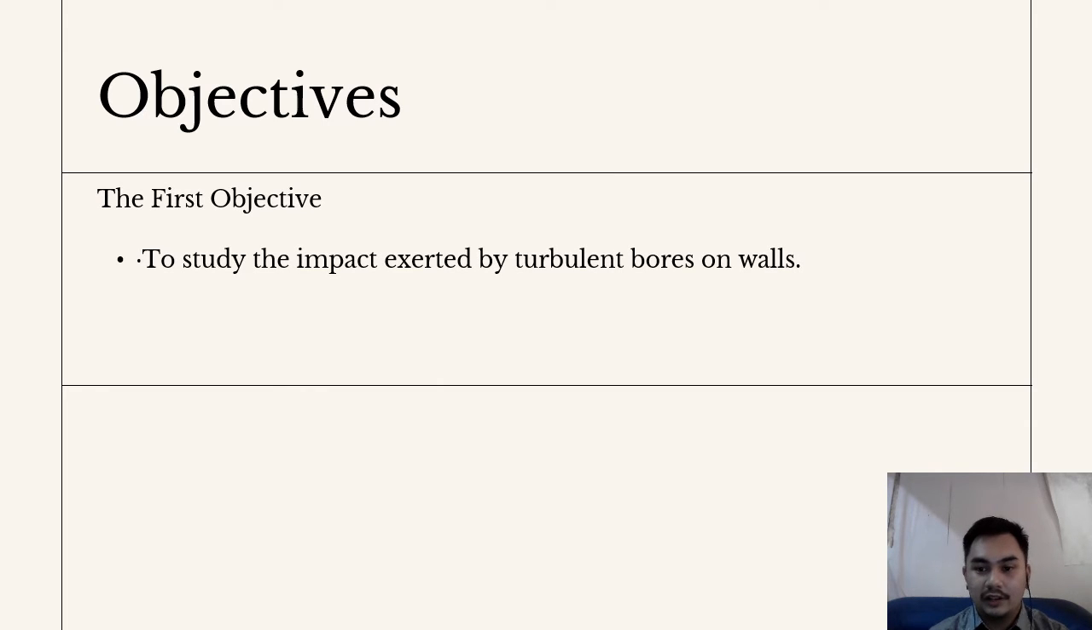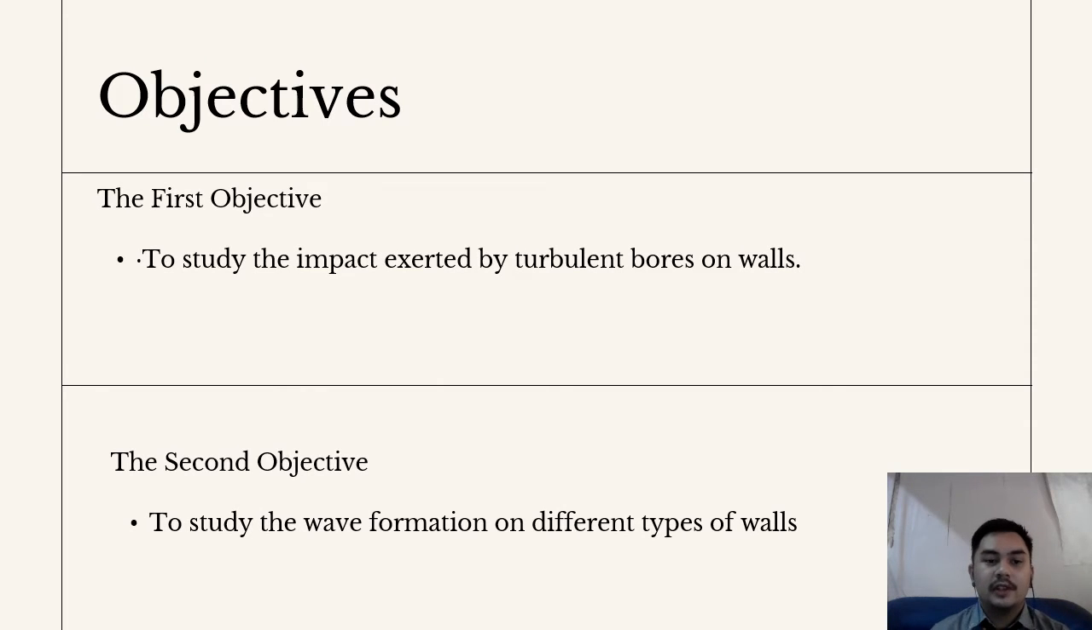Okay, these are my objectives. The first objective is to study the impact exerted by turbulent bores on walls, and the second objective is to study the wave formation of different types of walls.